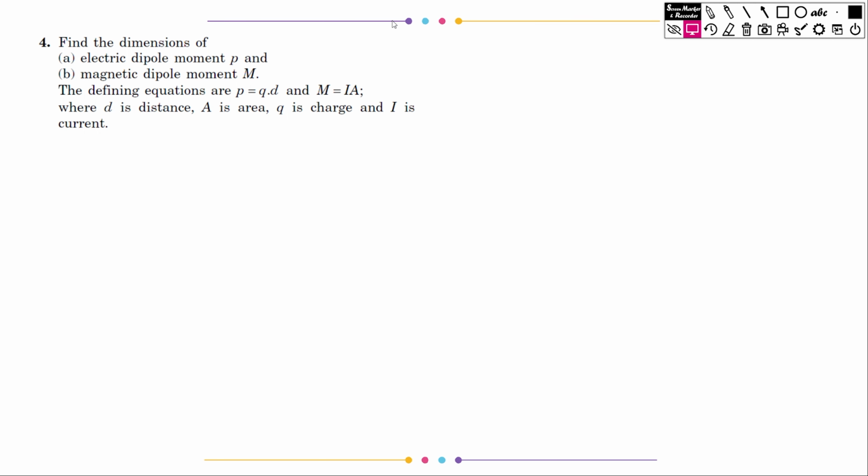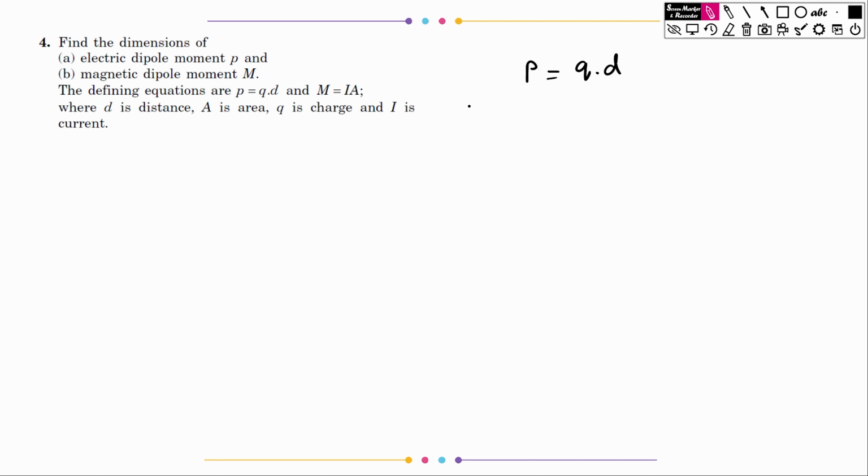Now we'll take problem number 4. The problem states: find the dimensions of electric dipole moment P and magnetic dipole moment M, and the corresponding equations are P is equal to QD and M is equal to IA, where D is the distance, A is the area, Q is the charge, and I is the current. If there are two charges, one positive charge that is plus Q and another negative charge that is minus Q, and they are separated by a distance D, then the electric dipole is represented by P is equal to Q into D.